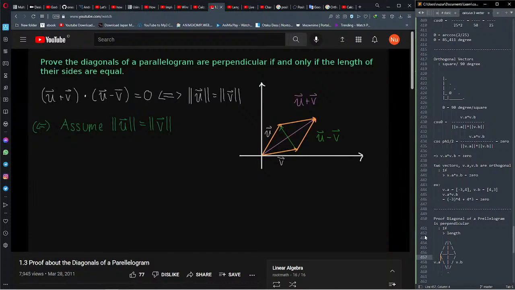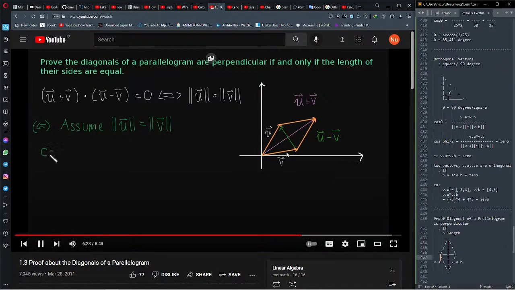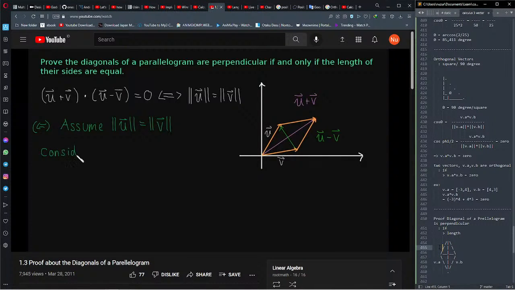Well, what I would do is I would say, okay, consider the dot product of u plus v dotted with u minus v. So the dot product of the diagonals. Now we're not going to say that this is equal to 0. We can't do that. That's what we're trying to prove. But we can just see what comes out when we take this dot product. We know that this dot product exists. We have two vectors. We can take their dot product. Okay, so let's do that.